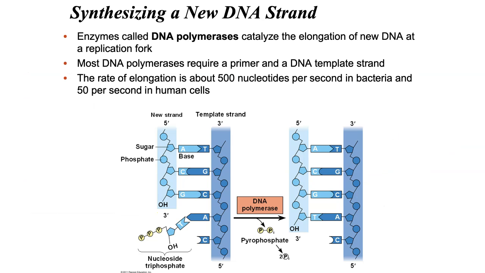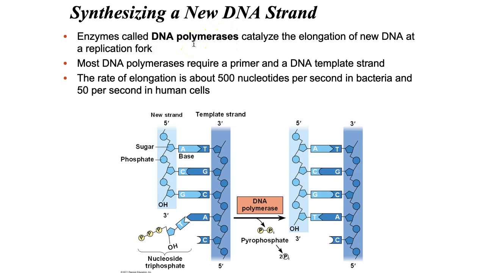Now we can actually start synthesizing our new DNA strand. The enzyme that builds the DNA strand is called DNA polymerase. And if you look at the names of enzymes, they usually tell you what they do. A polymer, what's a polymer? It's a group of monomers put together, right? And this is a DNA polymerase. So anything that ends in -ase is an enzyme. So this is just an enzyme that creates DNA polymers.